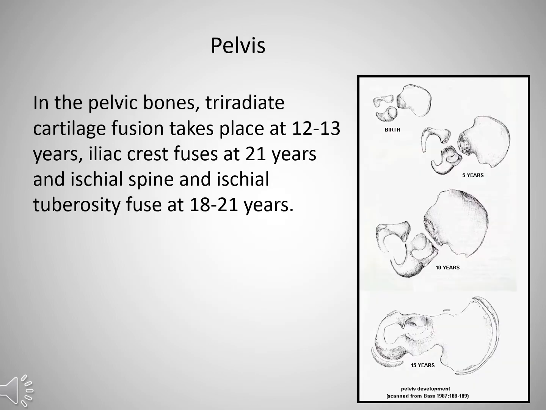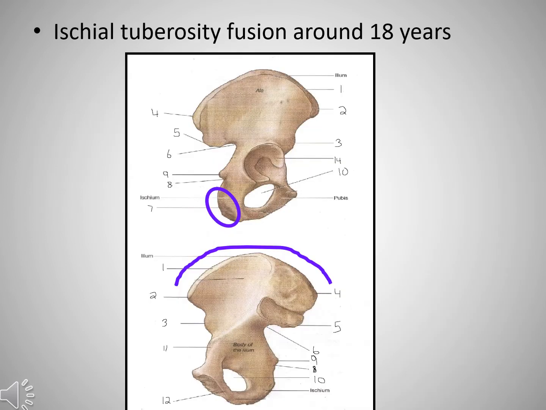The use of pelvis. In the pelvic bones, triradiate cartilage fusion takes place in 12 to 13 years, iliac crest fuses at 21 years, and ischial spine and the ischial tuberosity fuse at 18 to 21 years. In this diagram, we can see the ischial tuberosity which fused around 18 years.